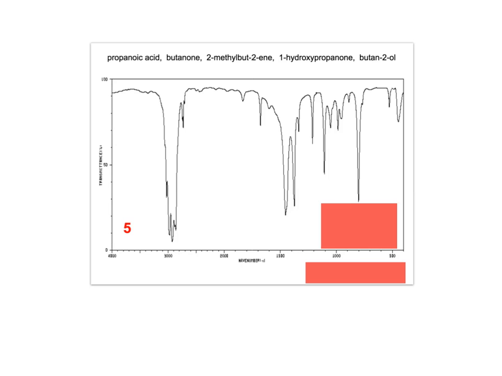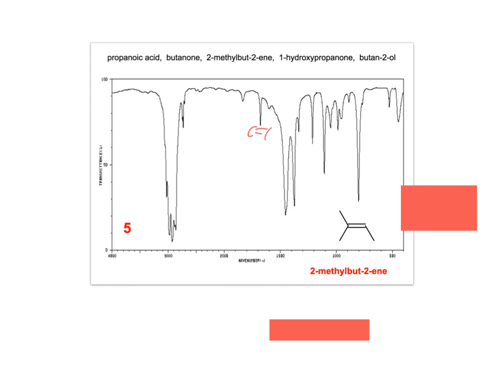Okay, you may have worked this one out by a process of elimination. If you look at it, it's got no OH bond, no C double bond O, so it can't be that, can't be that, can't be this one, so it must be the 2-methylbutene. You might be thinking, where is the C double bond C? Well, it's actually this bit here. That is our C double bond C. Sometimes the C double bond C peak is really, really small. So this is our 2-methylbutene.